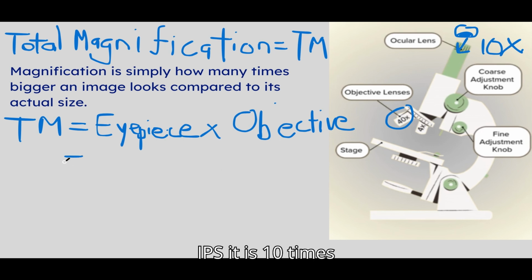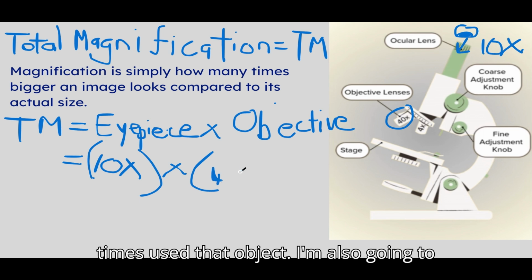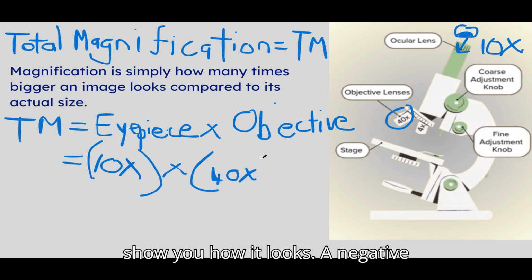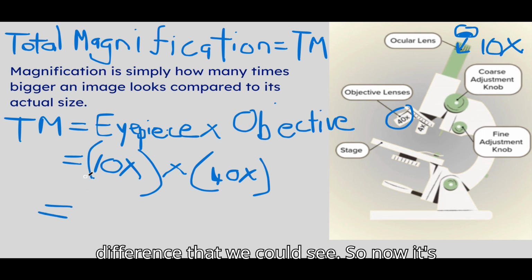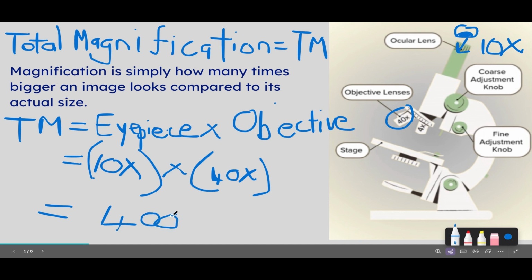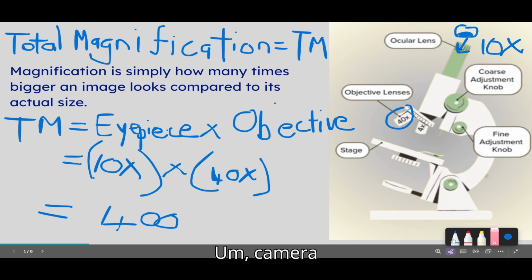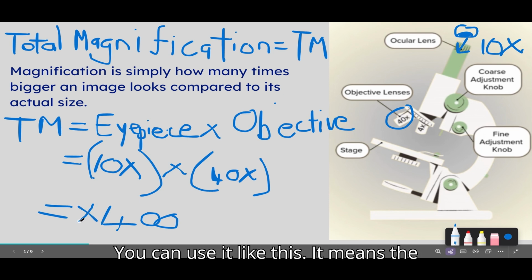So now let's look at what happens if we use the objective lens with 40 times magnification. Again, our eyepiece is 10 times. I'm using brackets so we don't get confused with the multiplication sign. And then 40 times for the objective we used. So now it's 10 times 40, and that would give us 400 times bigger. You can also write it like this; this is more commonly used for camera magnification, but for our school, we can use it like this. It means the same.